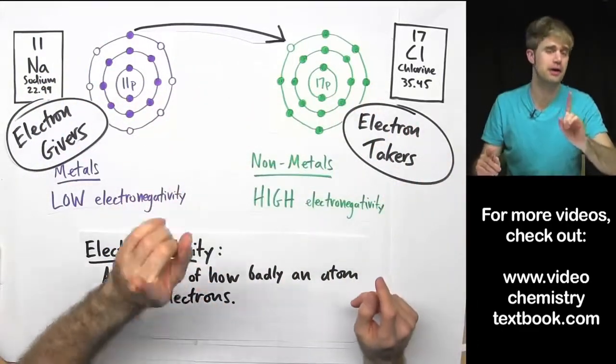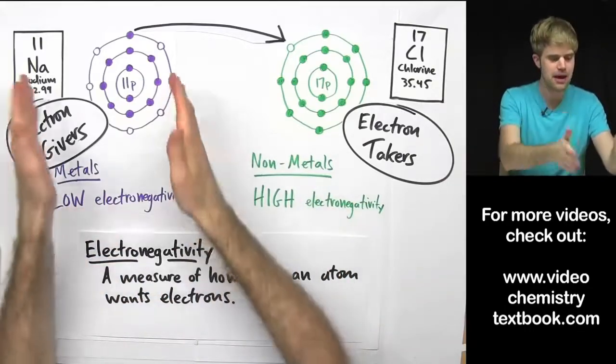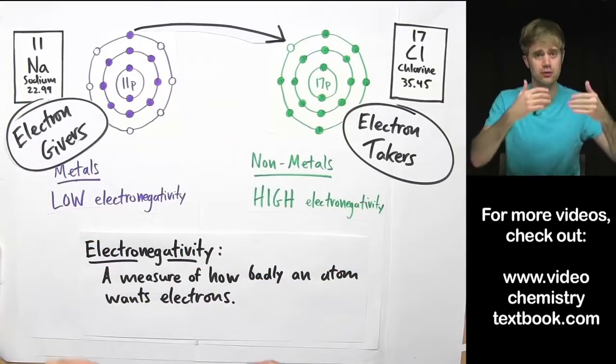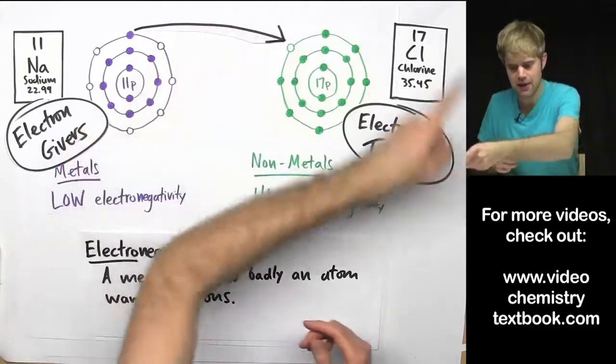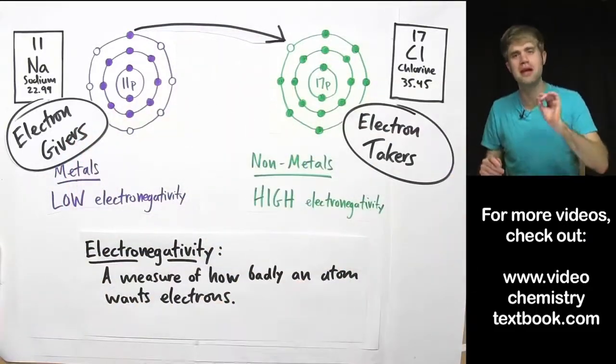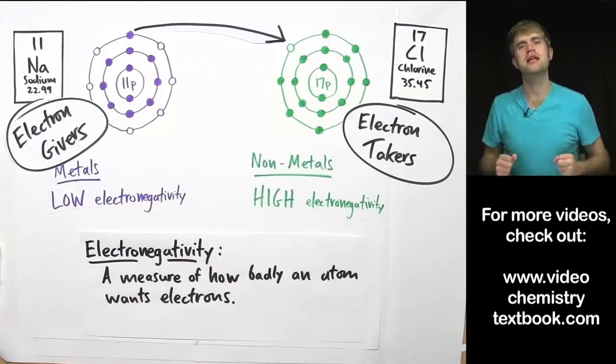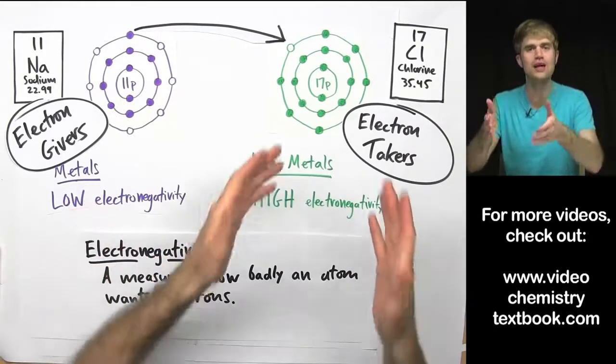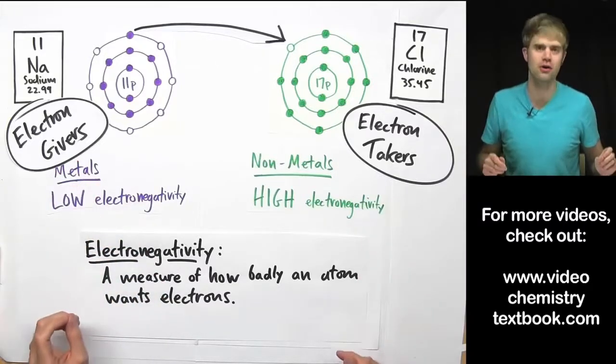And in ionic bonding, because of that, the metals always become positively charged because they lose electrons, and the nonmetals always become negatively charged because they gain electrons. It's all about electronegativity, the greediness of an atom for electrons.